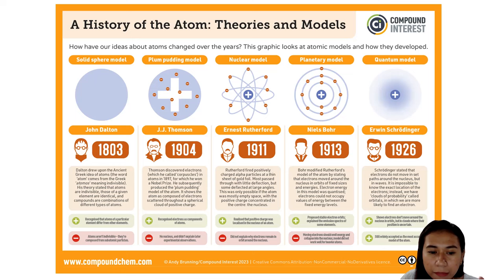Then, there comes Niels Bohr. Niels Bohr, the Bohr planetary model. Why is it called planetary model? Because yung shape ng model ni Bohr is almost the same with our solar system. There's the nucleus in the middle and then mayroong mga orbitals. Yung mga electrons na yan is like the planets. And then the nucleus is like the sun.